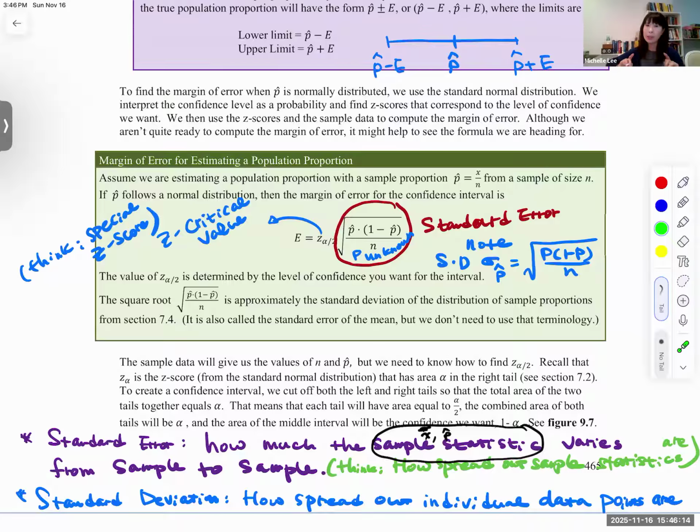Clear? What's the difference between standard deviation and standard error? Make sense? So basically, for the margin of error formula, we have the z critical value times the standard error. The standard error formula comes from the standard deviation for the sample proportion of the sampling distribution. We can just use p hat instead of p, right?